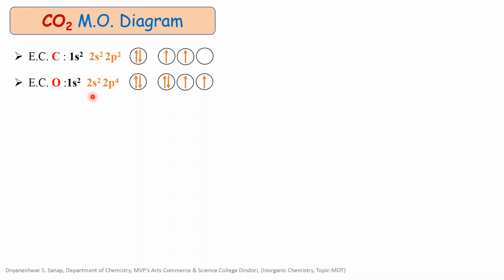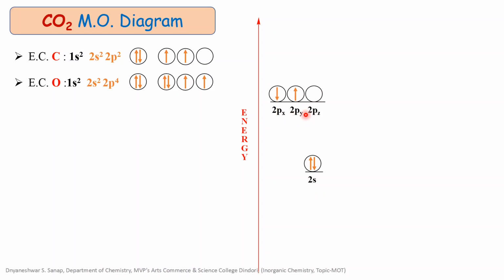Now let us start drawing the molecular orbital energy level diagram for the CO2 molecule. In molecular orbital drawing, we have to keep in mind the atom which is less electronegative among the combining atoms. We have to write it on the left hand side in increasing order of energy. On the left hand side, we write the atomic orbitals of the carbon atom in increasing order of energy. First of all, we write the 2s atomic orbital of the carbon atom at the lower energy side and the 2p atomic orbital at the higher energy side.